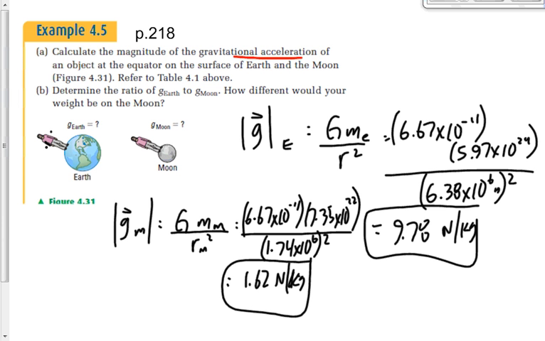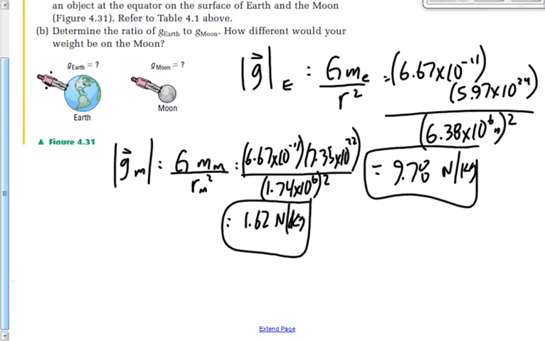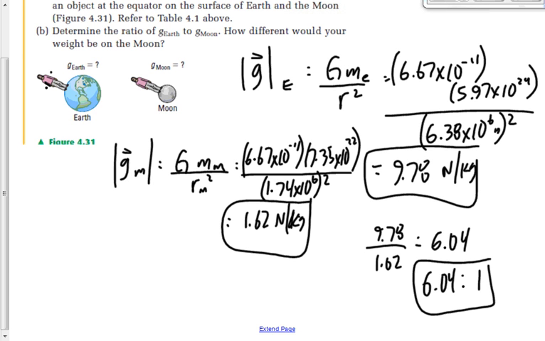Listen, if you want to find a ratio of the gravitational field caused by the Earth to the moon, then let's divide the two. 9.78 divided by 1.62 gives us around 6. I don't know what it is exactly. 6.04, so pretty close. That means the ratio is 6.04 to 1. That makes sense?